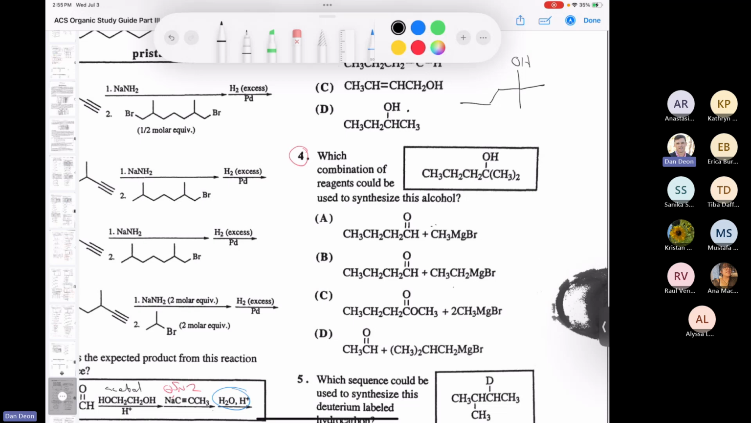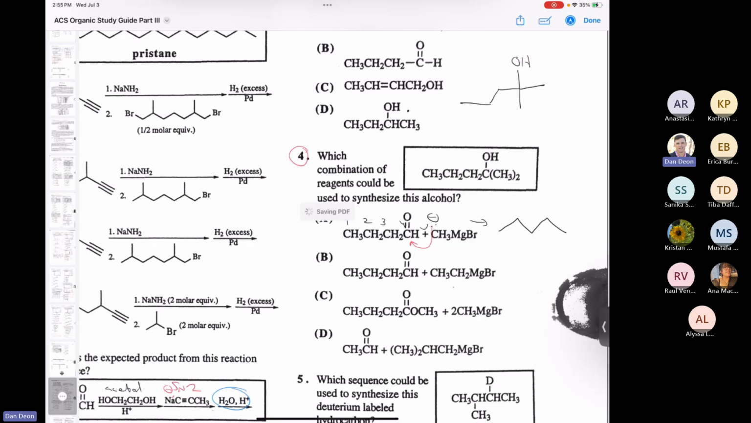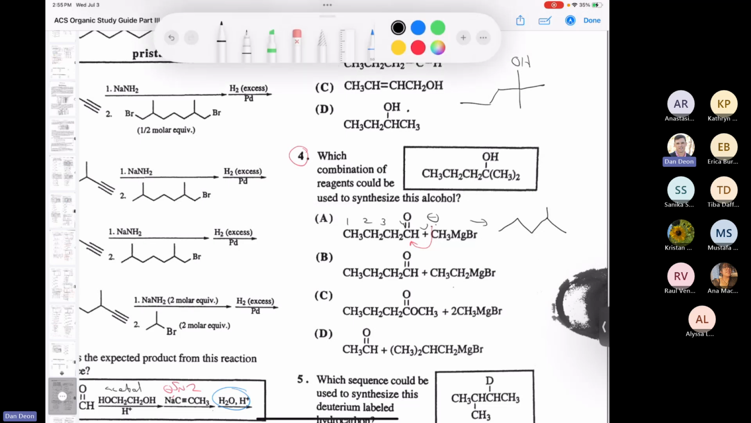So in the first one, if you use the methyl magnesium bromide, sure, that's going to do a nucleophilic attack like this, but it's only going to add once. And so after an aqueous workup, what you would end up with in this case is you'd have 1, 2, 3, 4, 5 carbons. So you'd end up with 2-pentanol in that case. So that doesn't work.